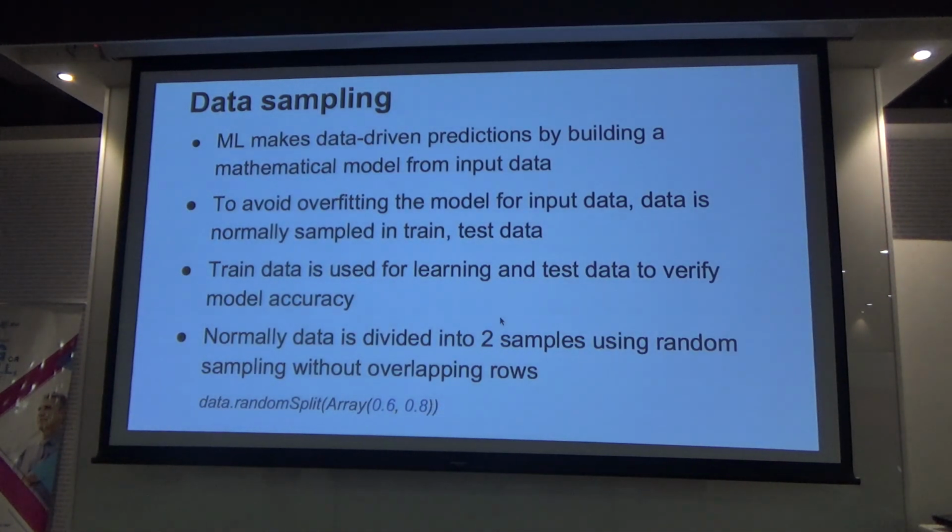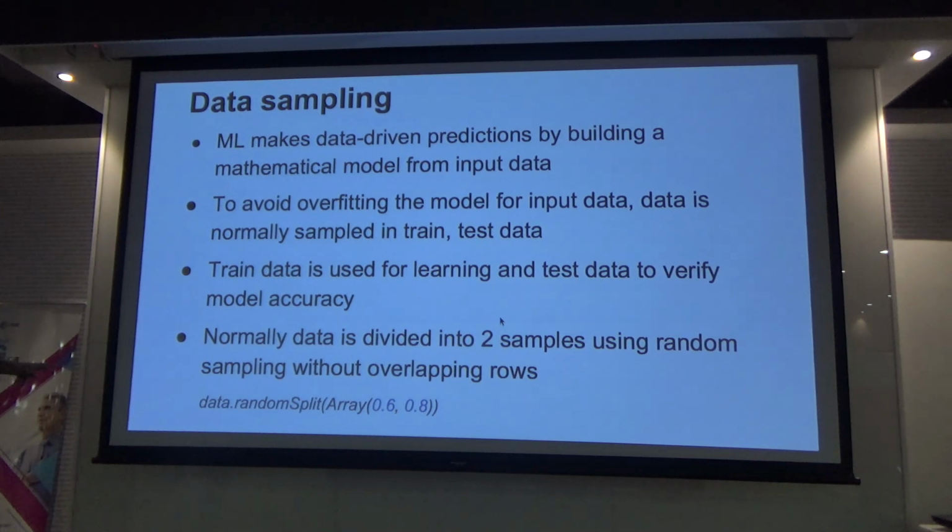So next is the training piece, where we'll talk about data sampling. Normally ML makes data-driven predictions by building a mathematical model around the data. Whatever data you give is what ML knows. ML doesn't know anything else in the real world, so it just depends on the data. To avoid overfitting the model, we divide the data into train data and test data. Train data is used for learning, and test data to verify the model accuracy and how it is performing. So normally data is divided into 2 samples.